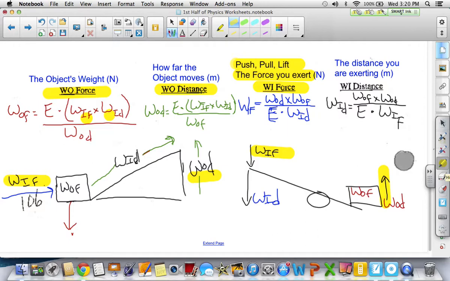So solve for both top and bottom and then divide, and you'll find the work input force. And the last one would be the work input distance. What this is saying is the distance you are exerting.